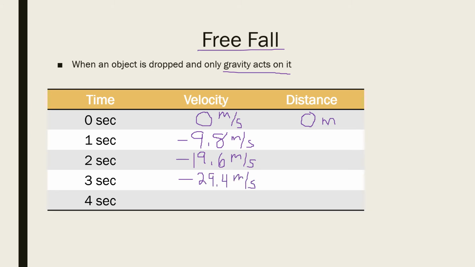Because negative 9.8 is the acceleration, that's how much the velocity changes every second. You just keep adding the gravity. The gravity is negative 9.8, and that's how much the velocity changes.